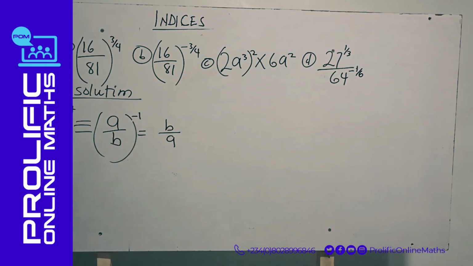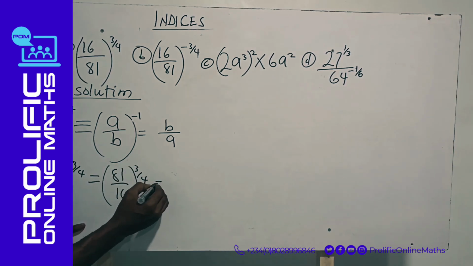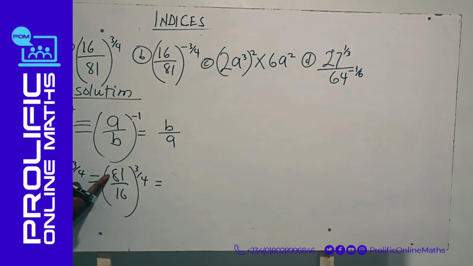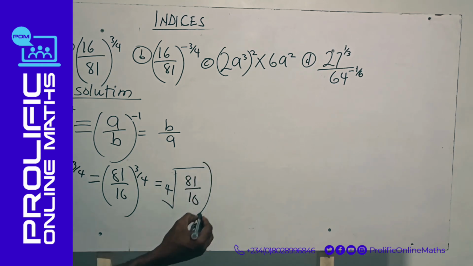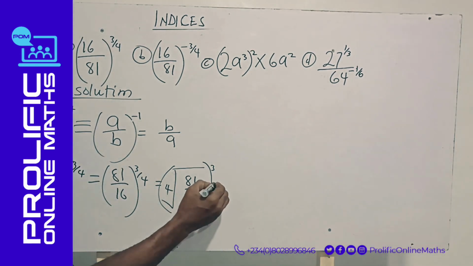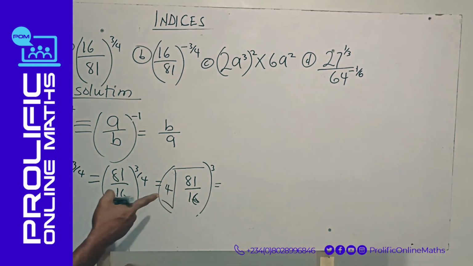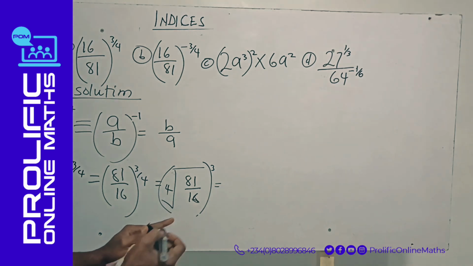So going by that one, 16 over 81 raised to power negative 3 over 4 can be expressed as 81 over 16 raised to power 3 over 4, which is the same thing as we express this in this format: fourth root of 81 over 16, everything raised to power 3. So this is what this one is saying, and which means what is that single number that we can multiply in 4 places to give us 81, and the single number we can multiply in 4 places to give us 16, like we have done the other one.